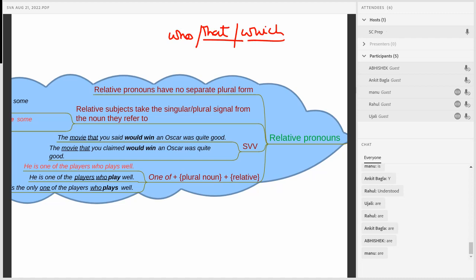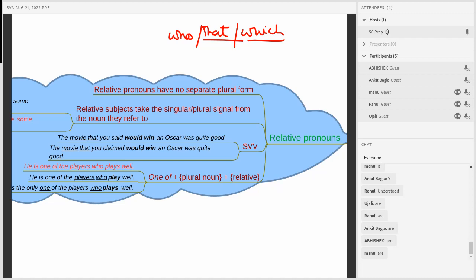Now, there are a few other words like when, where. These are called relative adverbs. Again, not important right now. Relative pronouns, who, that, and which, start things called relative clauses. What are relative clauses? Relative clauses are dependent clauses that describe some noun before them.